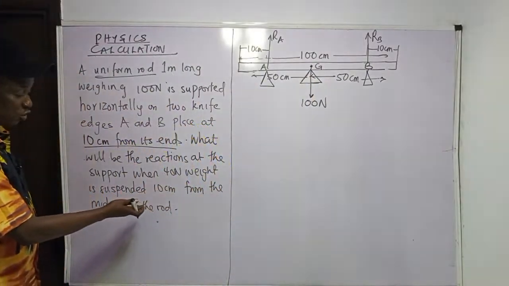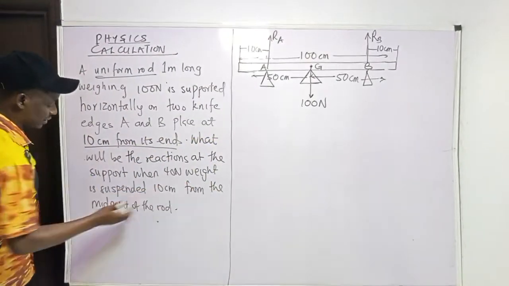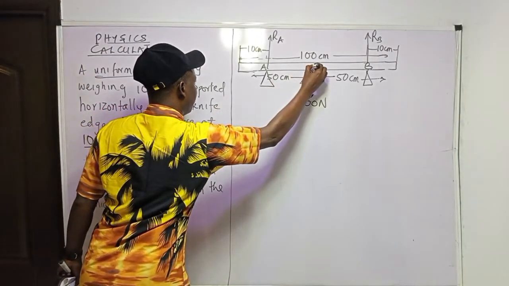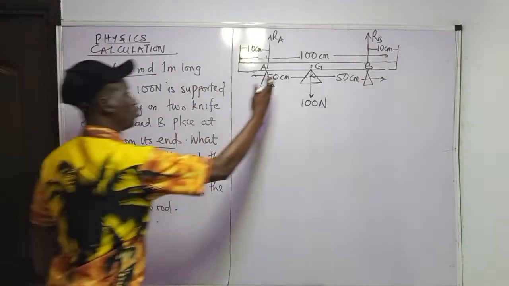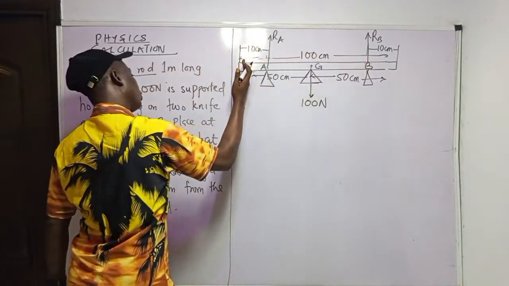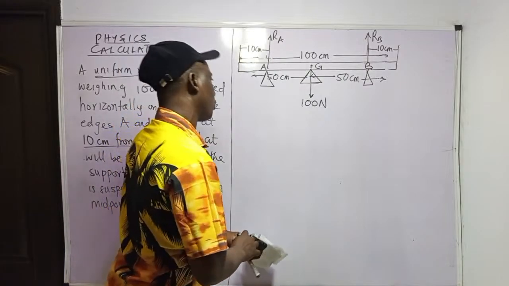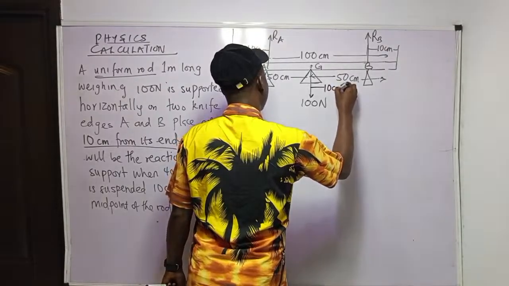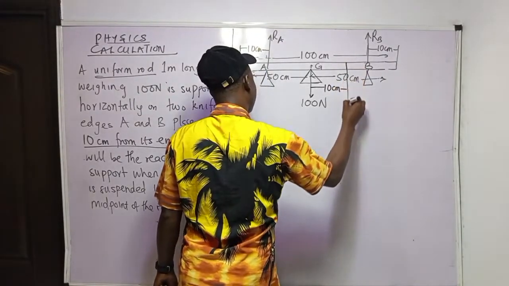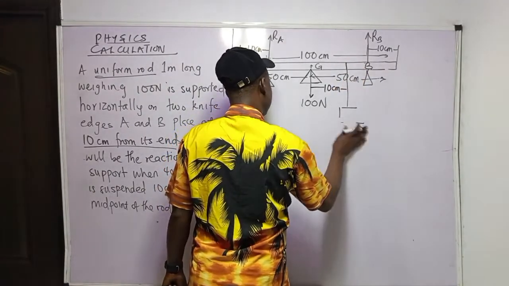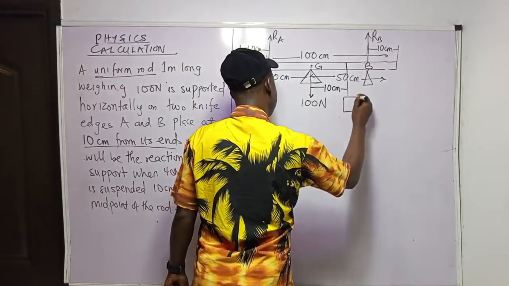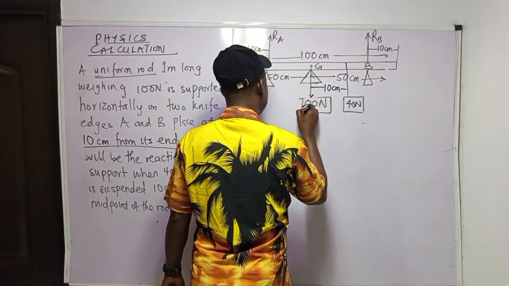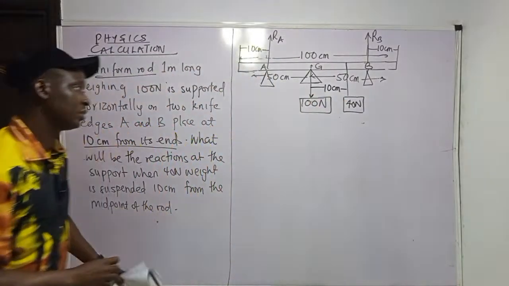Even the question did not specify from the midpoint, which is the middle, whether to take it to the right or to the left. But anyhow you take it, you still are going to have the same answer. So you measure 10 centimeter from the midpoint to the right. The load that will be placed there is 40 Newton, according to the question. This is the weight.